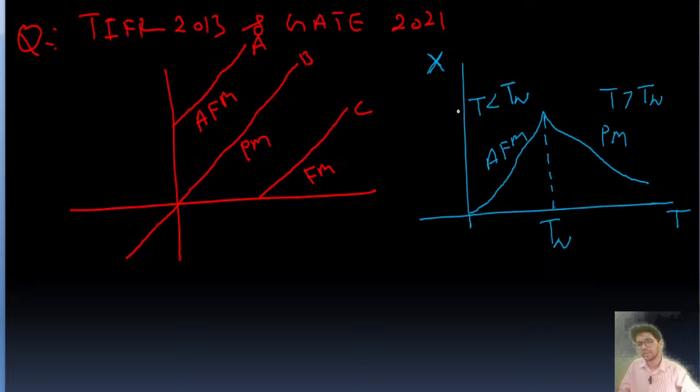So this is the graph of chi versus T. This line represents the antiferromagnetic material, this line represents the paramagnetic material, and this is the Néel temperature. Below the Néel temperature there is an antiferromagnetic material, and above the Néel temperature there is a paramagnetic material. PM is paramagnetic, AFM is antiferromagnetic.